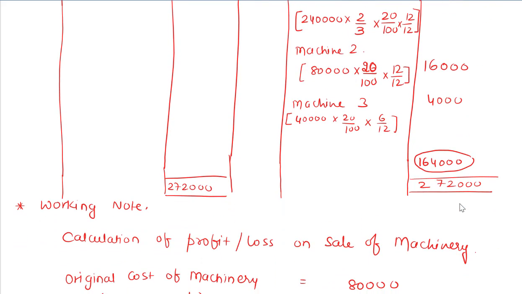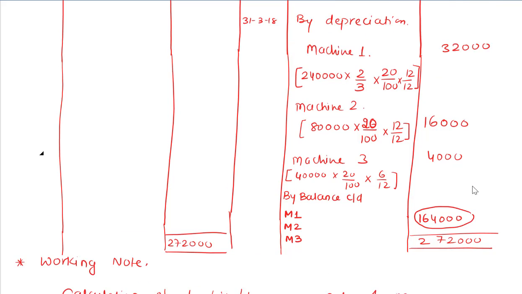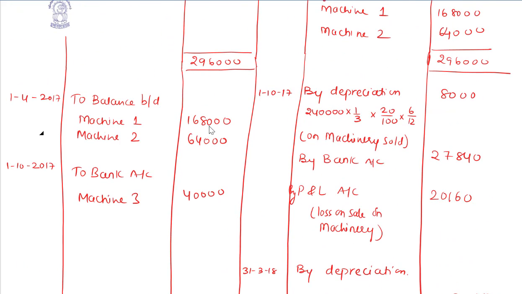Now this total includes machine 1, machine 2 and machine 3, all. So just write by balance carried down machine 1, machine 2 and machine 3. We'll calculate individually. Machine 1, as you can see over here, is 1,68,000.